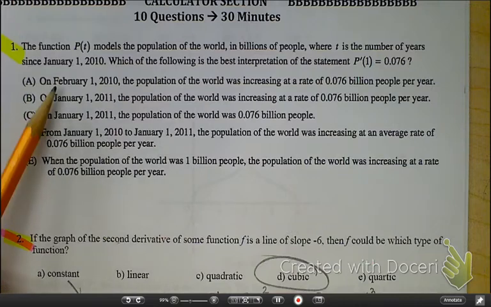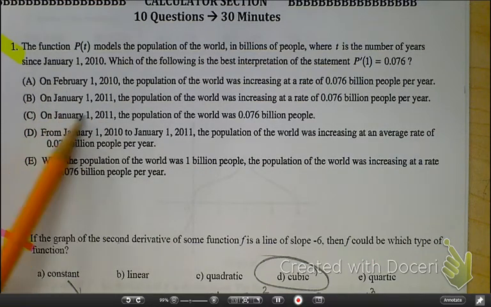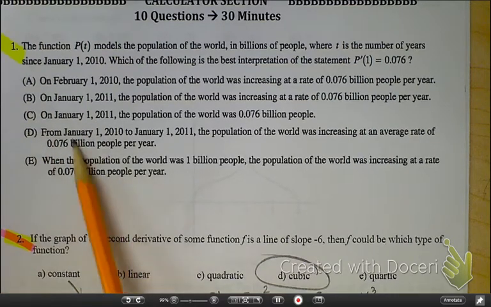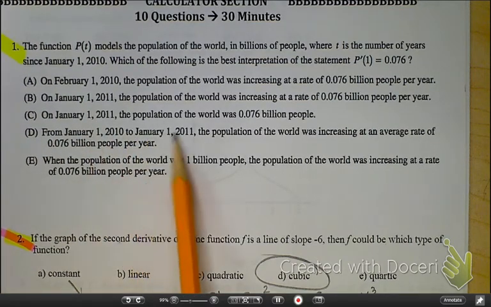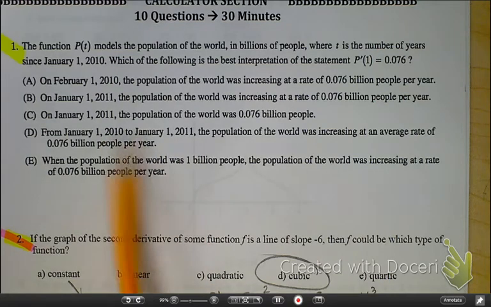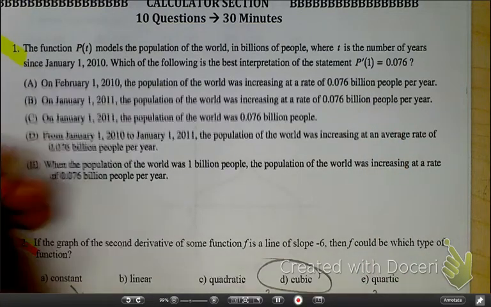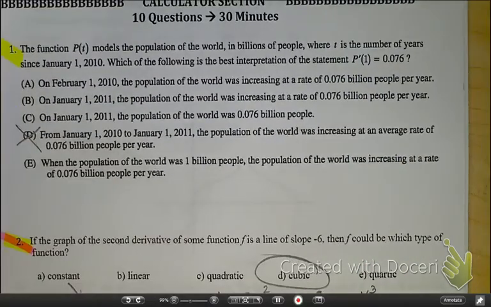So let's first look at these dates. This is saying at a specific date, at a specific date, at a specific date. And then down here, we're talking about a range, like from January 1st, 2010 to January 1st, 2011. That looks like an average rate of change, something changing over time, whereas P prime, being a derivative, means something's changing instantaneously. So I'm going to go ahead and say D isn't quite what we want.